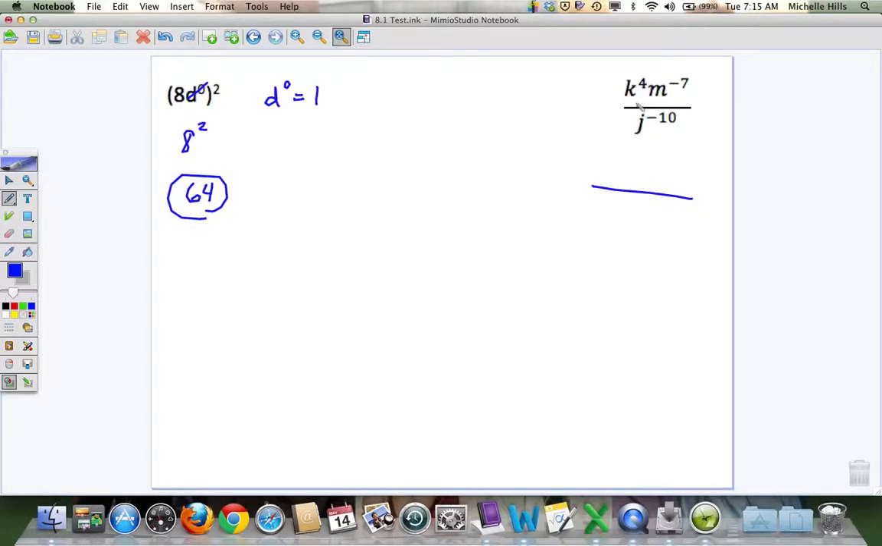And last but not least, the k has a positive exponent, so it wants to stay in the numerator. The j with the negative exponent is not happy where it is in the denominator. It wants to move to the numerator. Alphabetically, j comes before k, and then once that moves, its exponent becomes positive. The m has a negative exponent in the numerator, but once it moves to the denominator, its exponent will become positive. So this one didn't have any work that you needed to show. It was just moving things to make positive exponents.